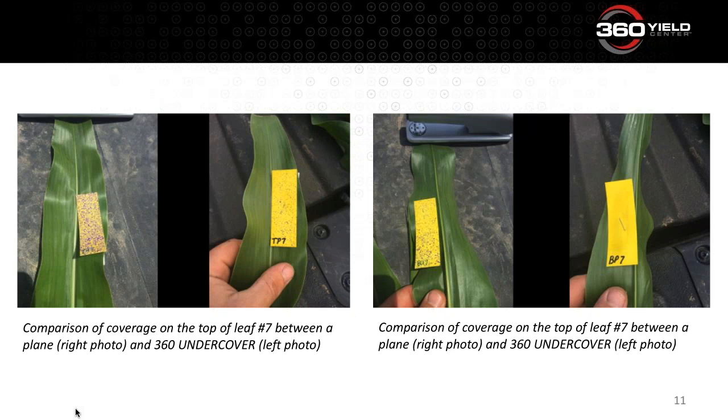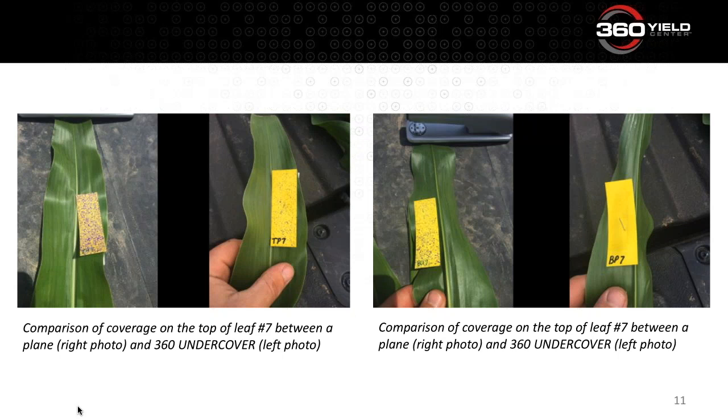We know some of these diseases and some of these insects can harbor on the back side of the leaf as well, so we think that coverage is important. On the right side of this slide, you'll see the results from the airplane. The first photo, or I'll call it photo 3, as you go across, is the top of leaf 7 from the airplane application, and the last photo there is the bottom of leaf 7 from the airplane application, where we really didn't get any coverage. On the undercover, we put the paper on every leaf down throughout that canopy, top and bottom, and we had nice coverage all the way through that canopy. With the airplane, it pretty well stopped or got very, very minimal after we got past the top leaf.